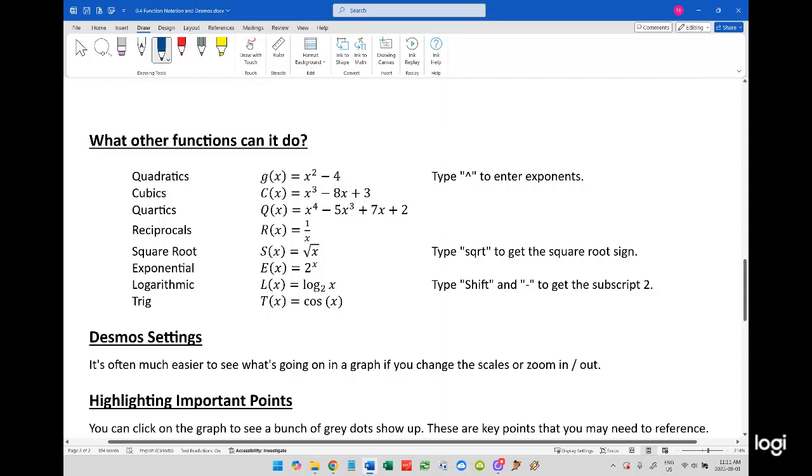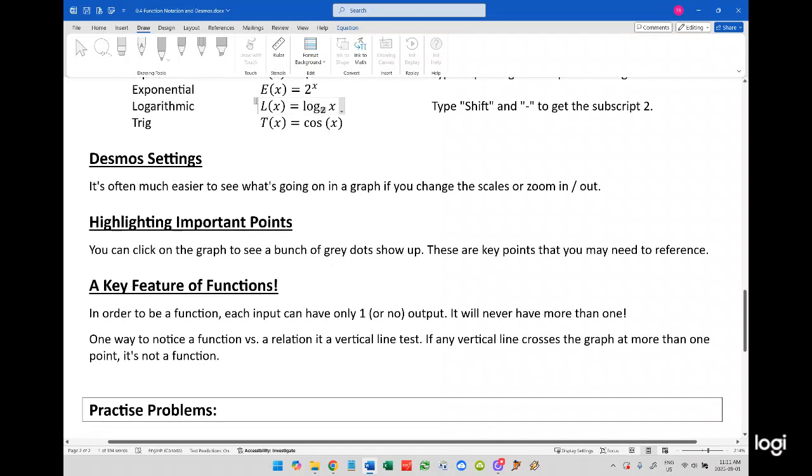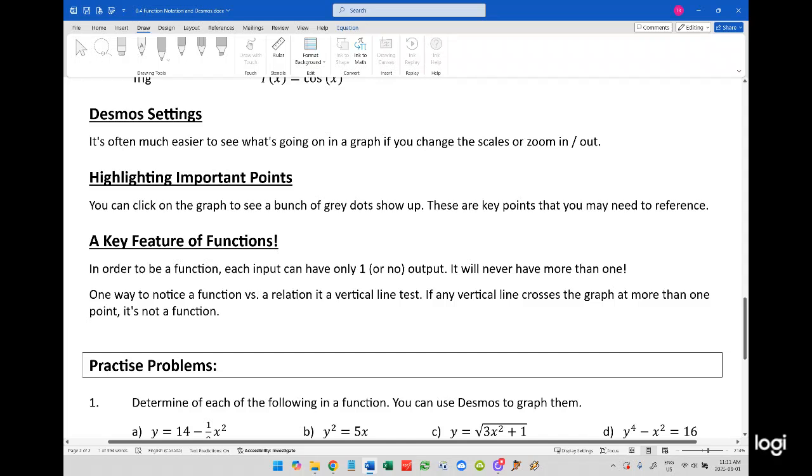If you want it to do square roots, you could just type in SQRT, and as soon as you hit the T, it will automatically shift it to a square root. And for logarithms, I wouldn't worry about this now, but if you do want it to do logarithms and you need the little subscript of the 2, so basically the little 2 down there, you can type in shift and minus and it'll put you into subscript mode. Other than that, I think everything else is pretty straightforward. All right, I am going to talk about Desmos settings and looking at important key features and stuff like that. But let's actually just go over to Desmos now and do that.